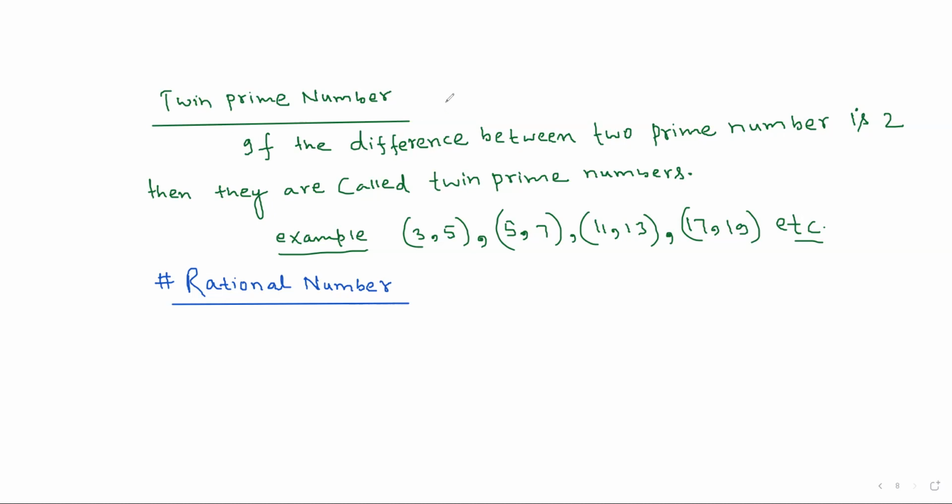The origin of the word rational number is the word ratio. Ratio means numerator upon denominator. That is the ratio.